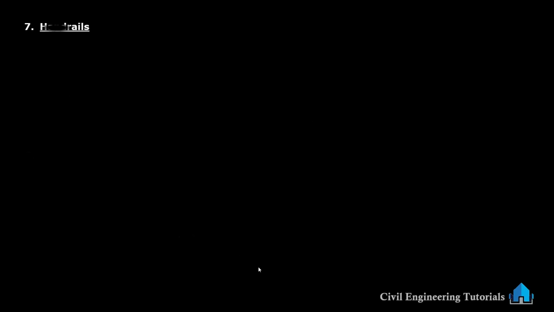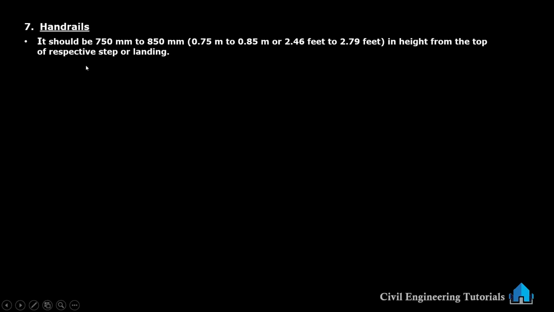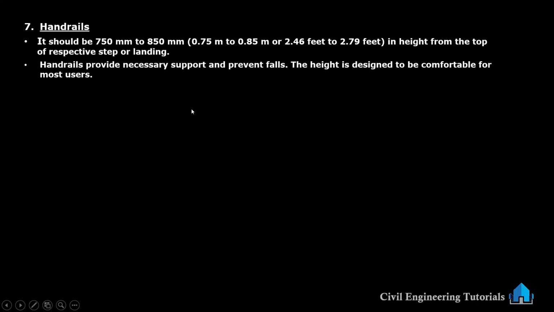Next, handrails. It should be 750 mm to 850 mm, that is 0.75 meter to 0.85 meter, or you can say 2.46 feet to 2.79 feet in height from the top of respective step or landing. Handrails provide necessary support and prevent falls. The height is designed to be comfortable for most users.